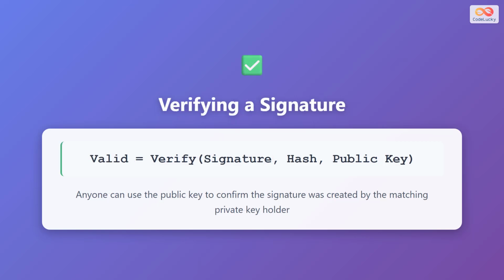Verification is the counterpart to signing. Anyone can verify a signature using the formula valid = verify(signature, hash, public key). The verification algorithm uses your public key to mathematically check whether the signature was truly created by the matching private key holder. If the verification returns true, it confirms 2 critical facts. First, that the signer possesses the private key, and second, that the transaction data has not been tampered with since it was signed. This allows trustless verification without needing a central authority.